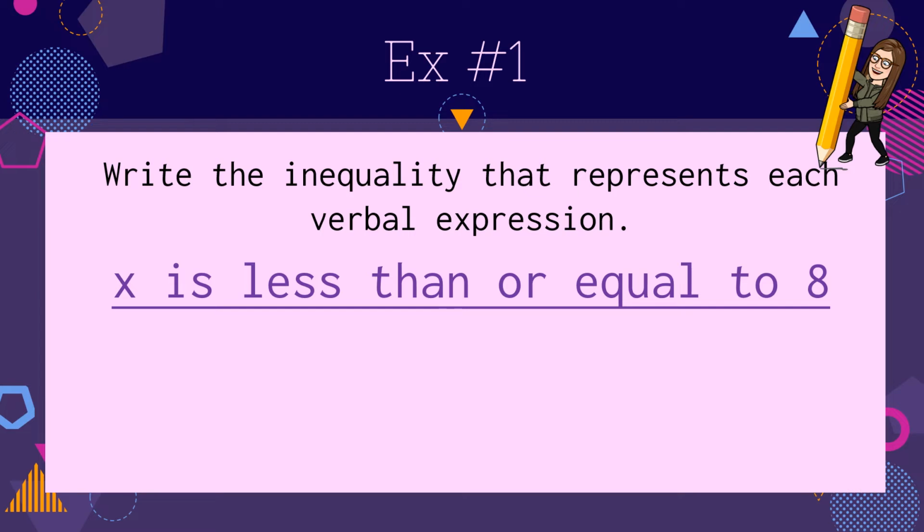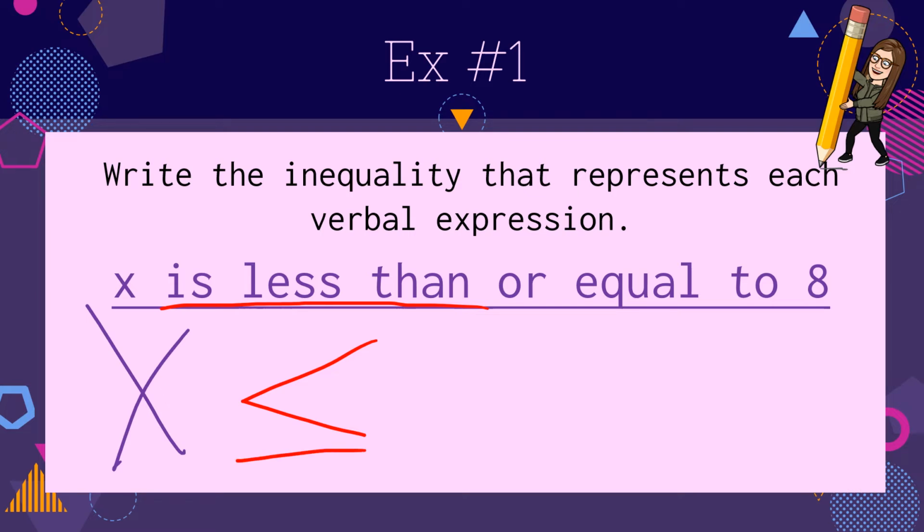Let's start off by giving a sentence, and we want to write it in symbols. So if I read the sentence, x is less than or equal to 8, I want to write it in symbols. So let's start with an x is less than. Less than means it's going to point left. Less than or equal to means I have a bar underneath it. And what are we less than or equal to? 8.